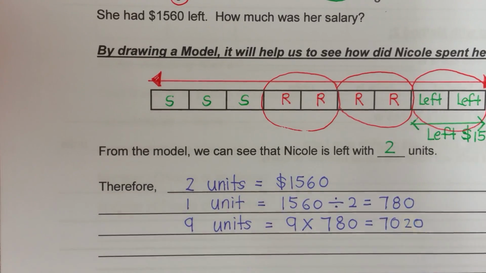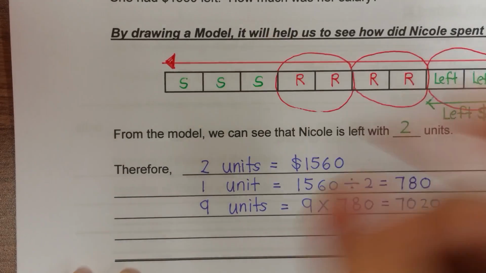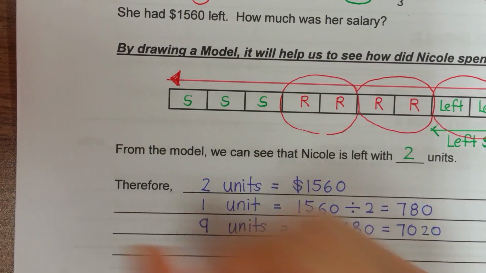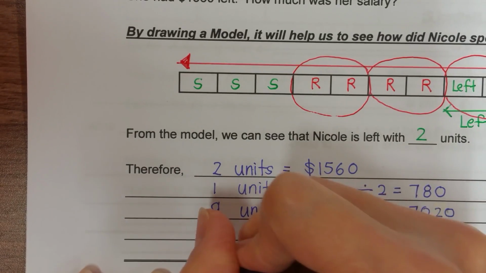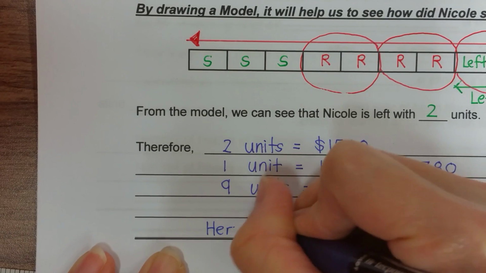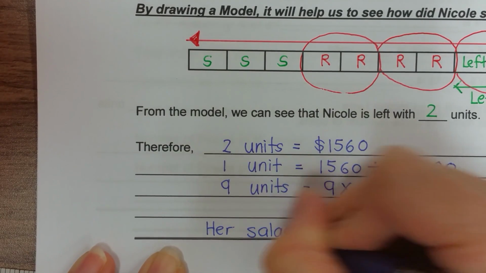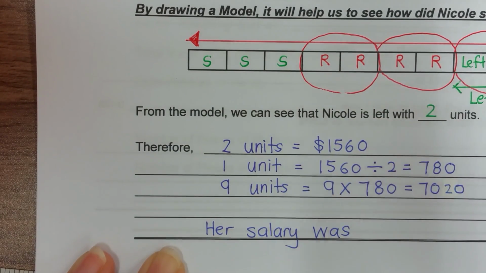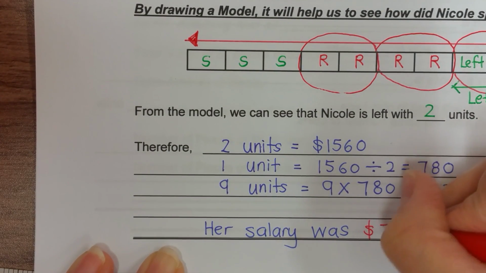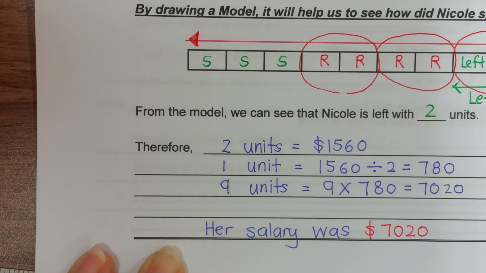Do not forget to write your word sentence. How much was her salary? Now this is in past tense, was. So let's answer in the past tense. Her salary was, remember to include your units, $7,020.